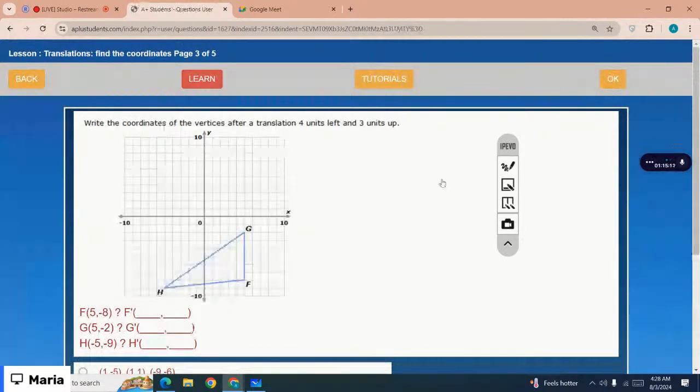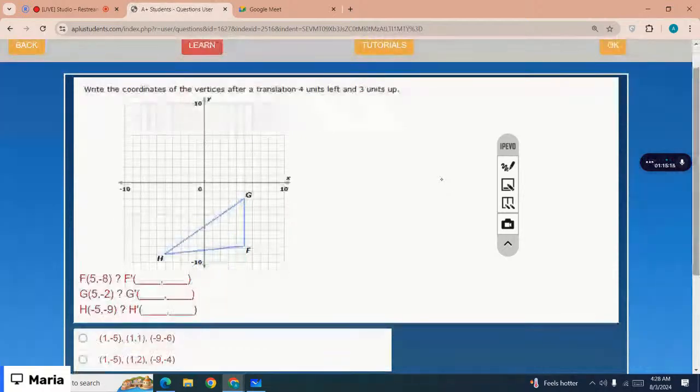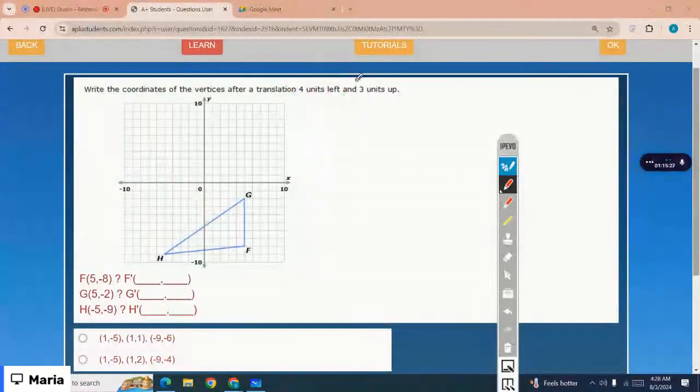Write the coordinates of the vertices after a translation 4 units left and 3 units up. So left and right translations are on the x-axis, right? So that is left, that means you need to subtract from the x-coordinate, and up means you need to add to the y-coordinate. So for F the coordinates are 5 and -8. So 5 minus 4 and -8 plus 3.